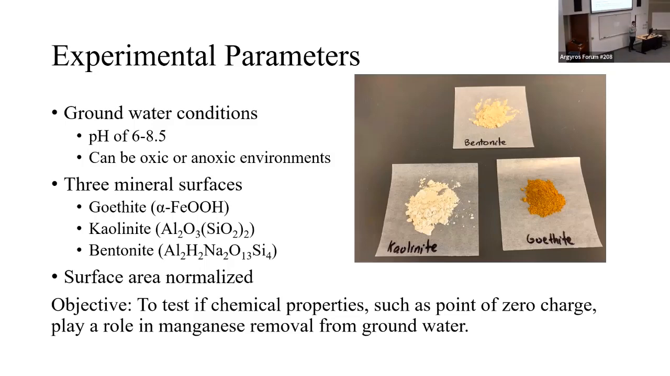Another parameter is normalizing all of my data. I will be doing surface area normalization. Moving on to the objective, which is to test the chemical properties of these different mineral surfaces. One of these chemical properties is the zero point of charge, which can be thought of as surface charge. It is the pH where all of the positive charges and all the negative charges on the surface are the same. So the surface itself is essentially neutral, and I'm looking to see if this plays a role in manganese removal from groundwater.